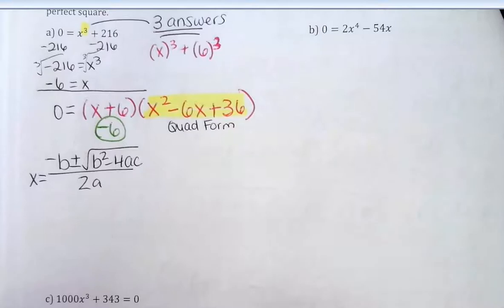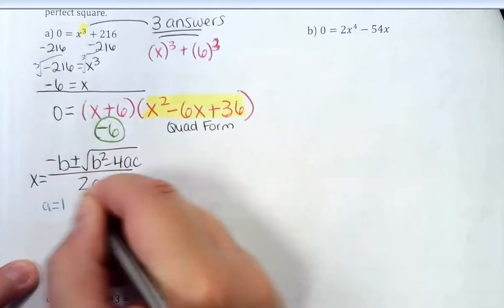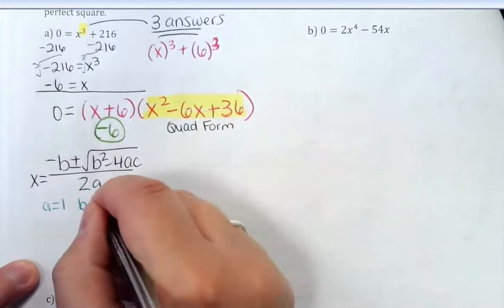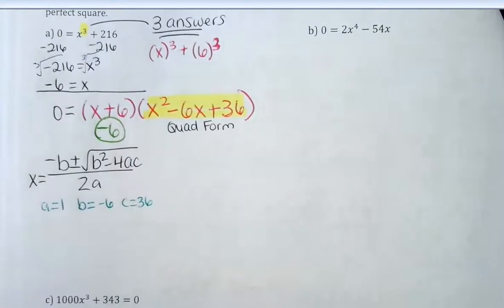In this problem, I'm just looking at what I've got highlighted. My a value would be 1. B is going to be negative 6, and C is going to be 36. So that's what I'm going to plug into the quadratic formula here.